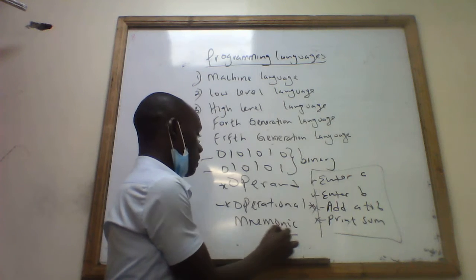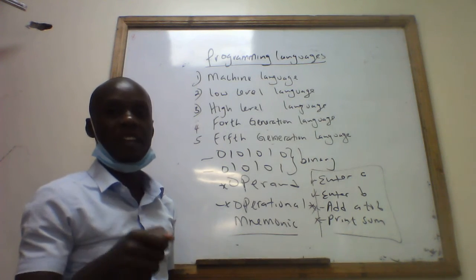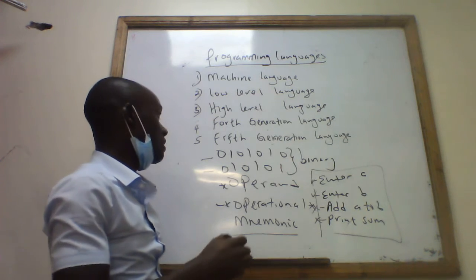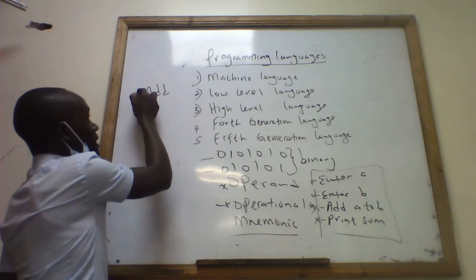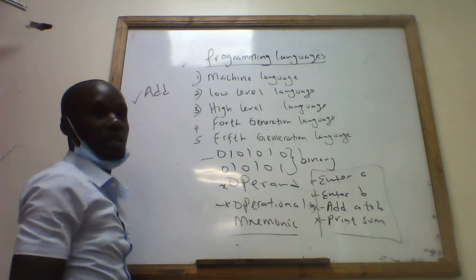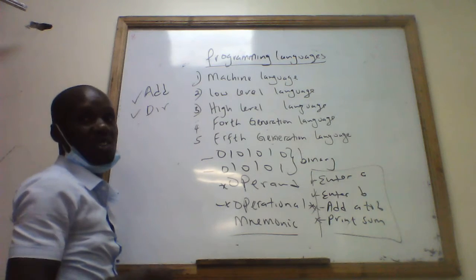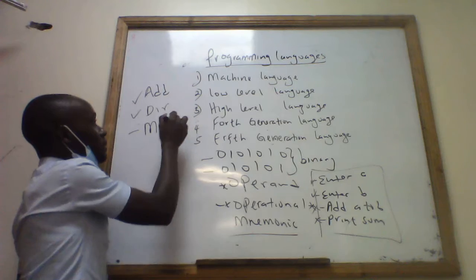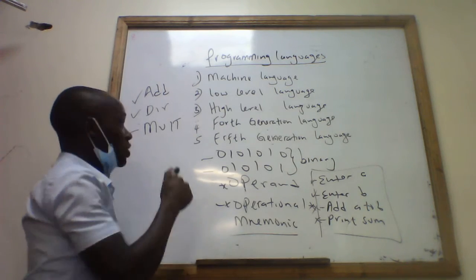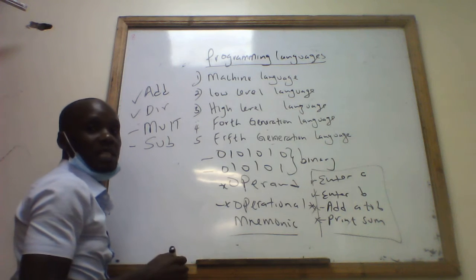And mnemonics are basically keywords that have a particular or predefined meaning and function. For example, if you want to add, you use add, which means addition operation. If you want to divide numbers, say div. So div is a mnemonic for division operation. If you want to multiply, say mult for multiplication operation. If you want to subtract, say sub, calculating the difference.